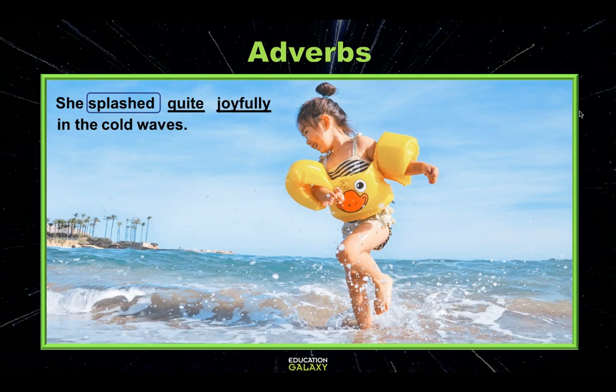It also works for adjectives. Can you find the adjective in this sentence? That's right, it's cold. Let's say that we want to find an adverb to describe the word cold. Again, when an adverb is describing or modifying an adjective, it also has to come immediately before the adjective it describes. Here are some examples. She splashed quite joyfully in the very cold waves. She splashed quite joyfully in the rather cold waves. Or she splashed quite joyfully in the extremely cold waves.